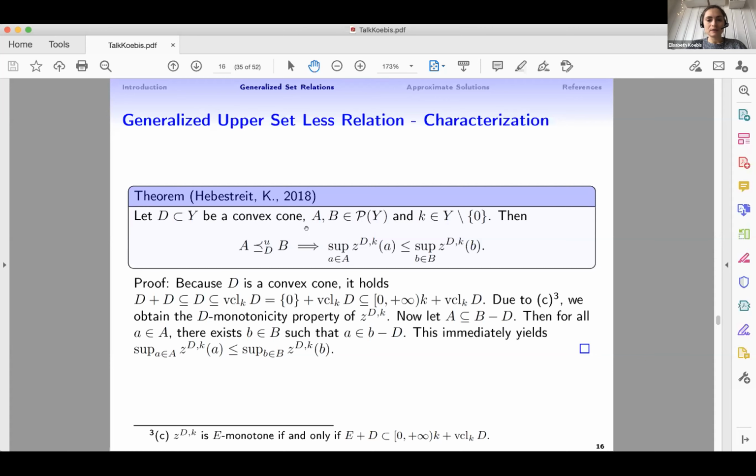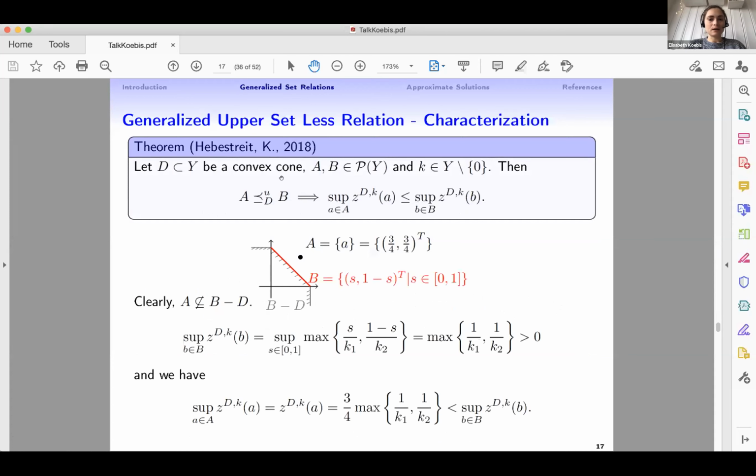Now assume that this set relation here holds true, and this means that A is a subset of B minus D. Then for all A, there exists a B such that A is an element of B minus D. And using the monotonicity that we've just proven, this immediately yields the result.